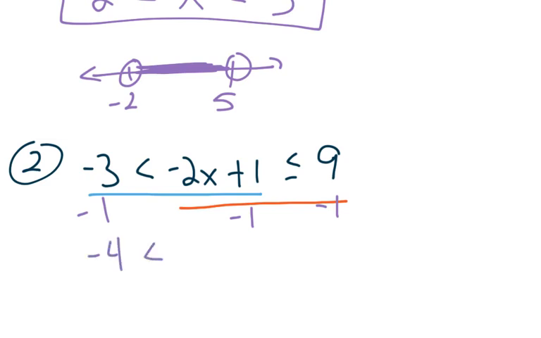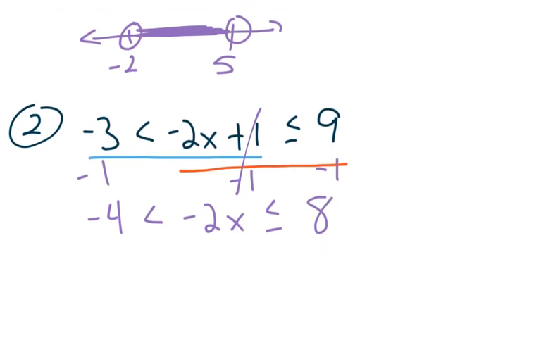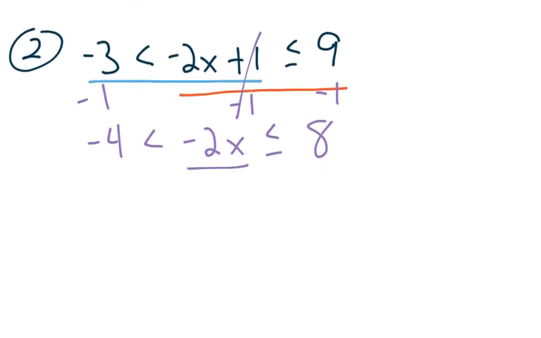Still have less than. The 1's cancel out in the middle, so we'll have just negative 2x in the middle. And then less than or equal to 9 minus 1 is 8. Okay, so now we can keep going. Let's get rid of the negative 2 by dividing by negative 2. And remember that rule where if we multiply or divide by a negative, our inequality signs change direction. And that still holds true even in compound inequalities.